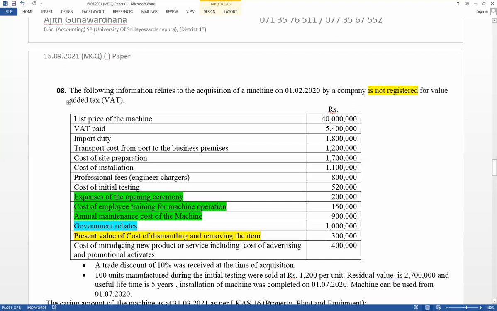And it is given cost of introducing new product or service, including cost of advertising and promotional activities. ඔන්න මේකත් ගන්න එපා කියලා ස්ටෑන්ඩඩ් එකේ කියනවා. Therefore, sometimes it is given MCQ paper. Cost of introducing new product or service, including advertisement and promotional activities. Those values cannot be considered as a part of cost value. All other things should be considered and given trade discount 10% as less. 100 units manufactured during the initial testing was sold for 1,200 and given residual value, lifetime also given.